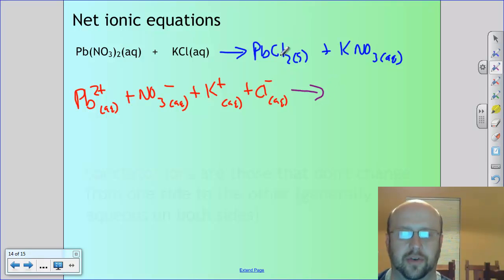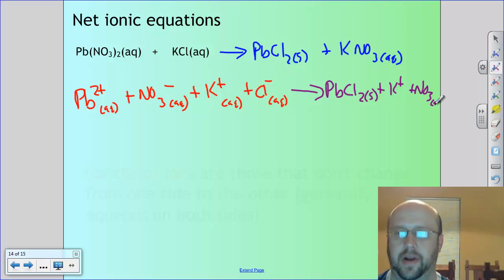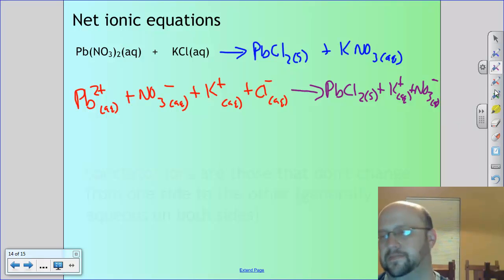So here's the deal. You can break up anything that's aqueous, but anything that is solid does not break up. It stays together. So my lead 2 chloride is still one thing together. But my potassium nitrate definitely breaks up. So those are aqueous. Sorry, I had to cram that in there. And that's a negative charge.